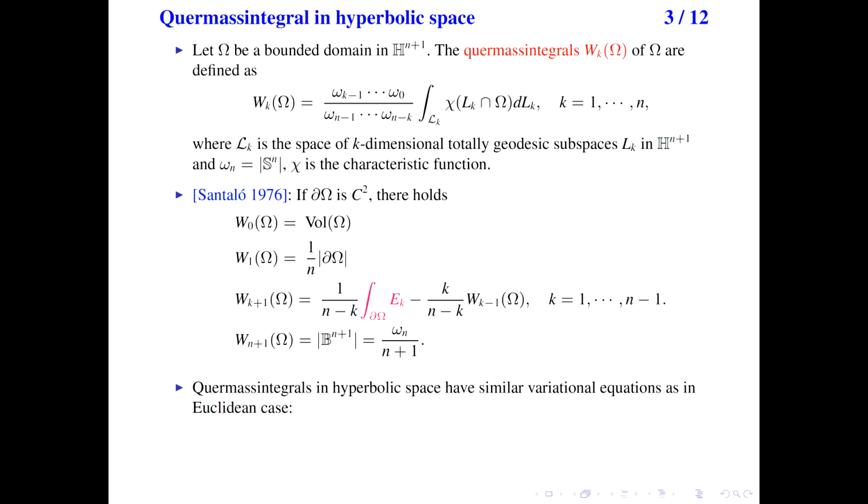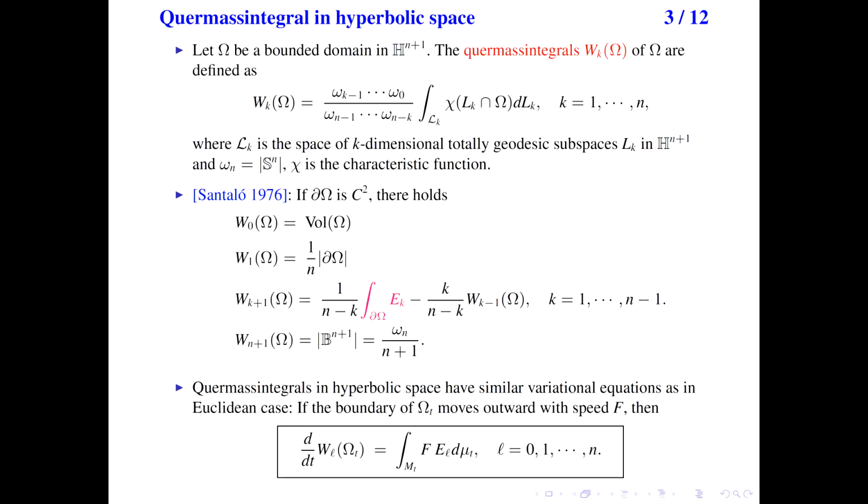The Quermassintegrals in hyperbolic space have similar variational equations as in the Euclidean case. If we have a family of domains omega t whose boundary moves outward with speed f, then the time derivative of Wk can be given by the integration of the speed function f times the k-th mean curvature Ek. This is the same variational equation as in the Euclidean case.